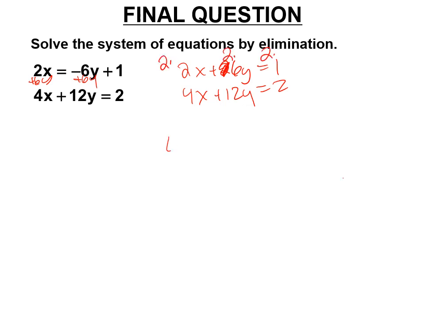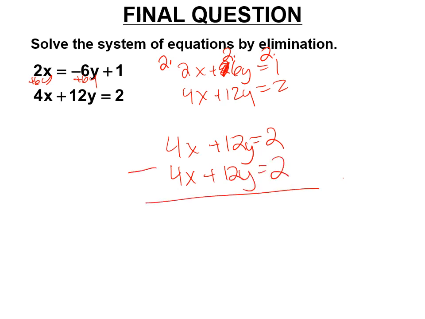All right, so the top one becomes 4x plus 12y equals 2. The bottom one is still 4x plus 12y equals 2. So we subtract that, and we get 0 plus 0 equals 0. We got 0 equals 0. That's a true statement. So tell me about these lines. That's a true statement, right? That 0 equals 0. So that means it has a solution. In fact, it has infinite solutions.